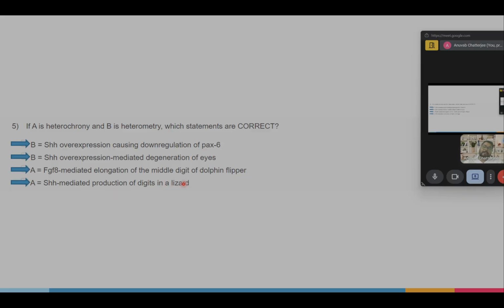In case of lizards, the number and the length of the digits is determined by how long sonic hedgehog is expressed in the limb, so this is also an example of heterochrony.